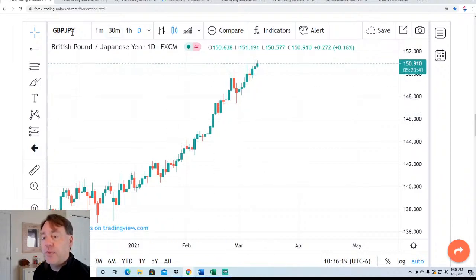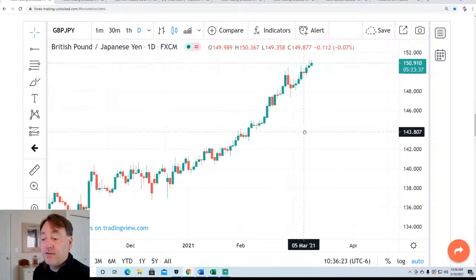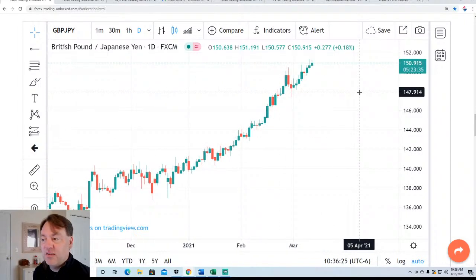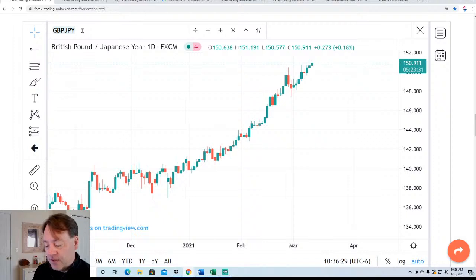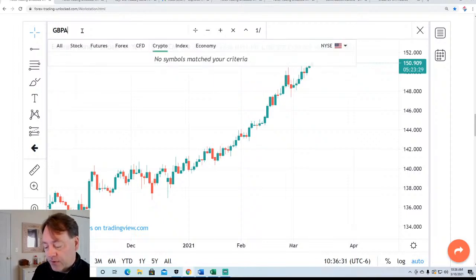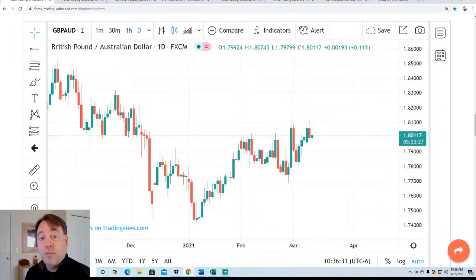So the British Pound JPY, as far as being a bull, how can you stop this? Okay, well, look at this trend. This is a major bull. Now if you want to see how much strength there is out there, look at the British Pound versus the Australian dollar. Pretty neutral. That's because of the oil trade.